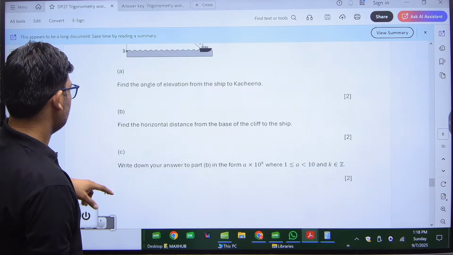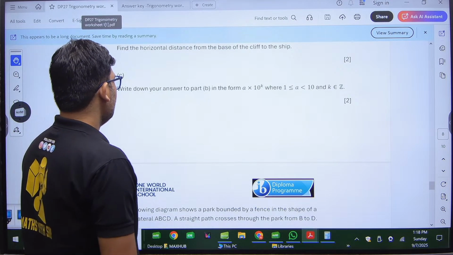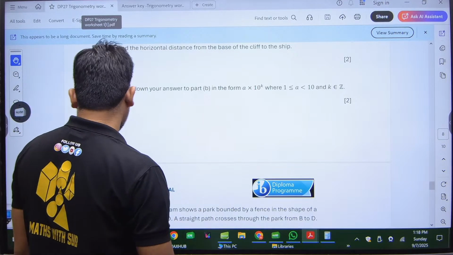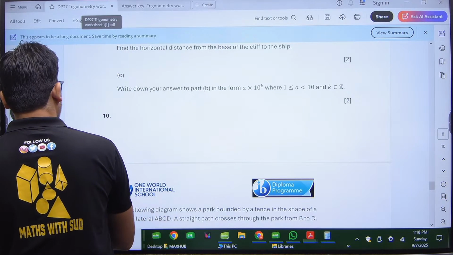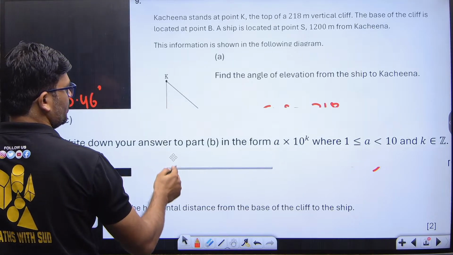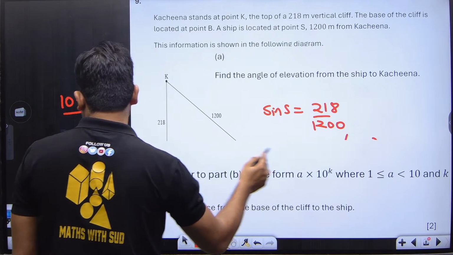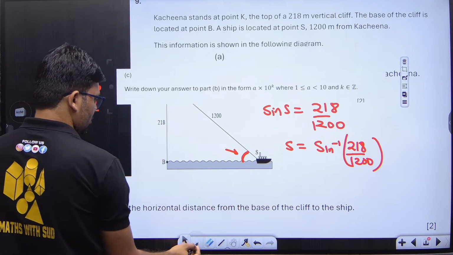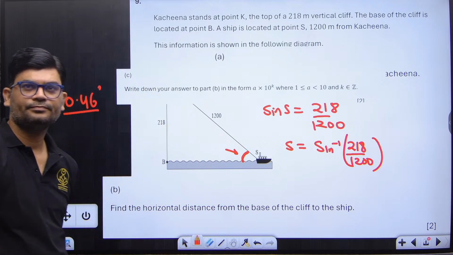Now the next question. Write down your answer to part B in the form a times 10 to the power k. That means you have to write it in scientific notation. So what was your answer? Can you tell me?